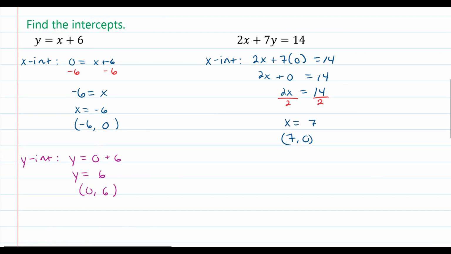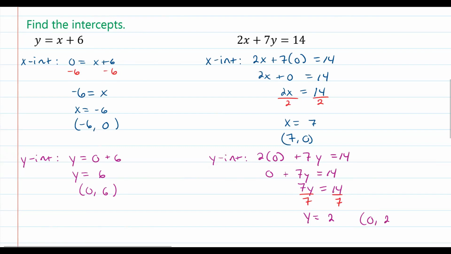Let's now find my y-intercept. My y-intercept will be found by replacing x with 0. So it'll be 2 times 0 plus 7y is equal to 14. 2 times 0 is just 0, so I have 0 plus 7y is equal to 14. And then 0 plus 7y is 7y. I now need to solve for y by dividing both sides by 7 to give me y is equal to 2. So my ordered pair for this intercept is going to be (0, 2). So the intercepts for this equation are an x-intercept of (7, 0) and a y-intercept of (0, 2).